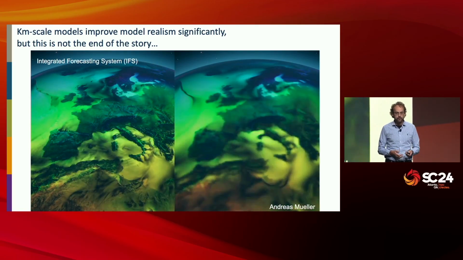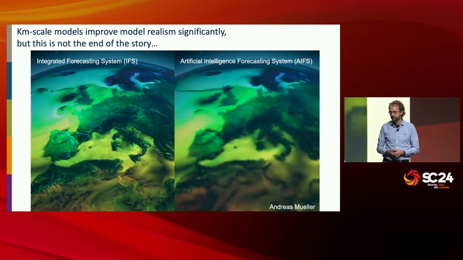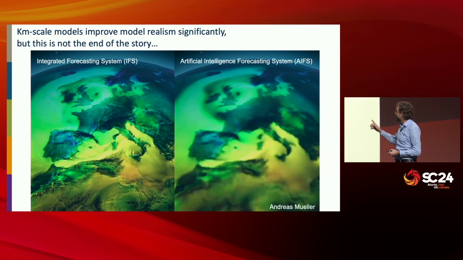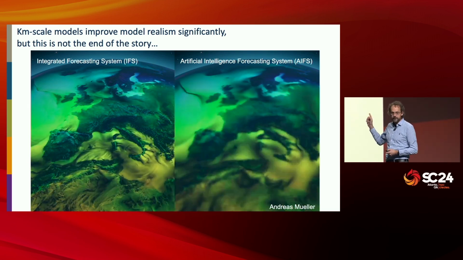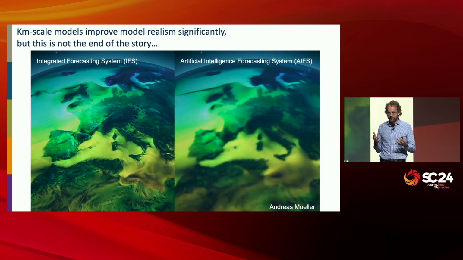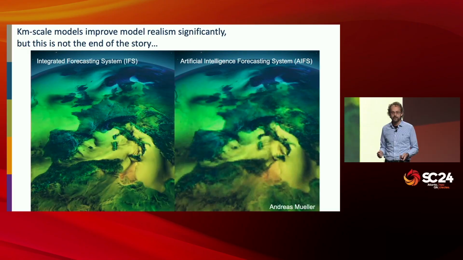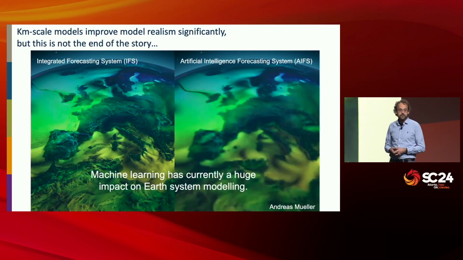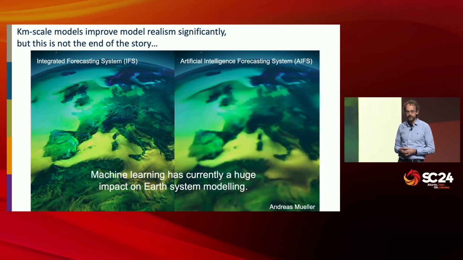And on the right, we have our machine learning model, the Artificial Intelligence Forecast System. The left one has a resolution of 4.5 kilometers, the right one of 25. The left one has a time step of a couple of minutes, the right one of, I think, 6 hours. But the forecast quality of temperature predictions, for example, is actually better on the right side. So for the rest of the talk, I'm going to talk about the impact that machine learning has on our domain right now, and it's quite significant, really.